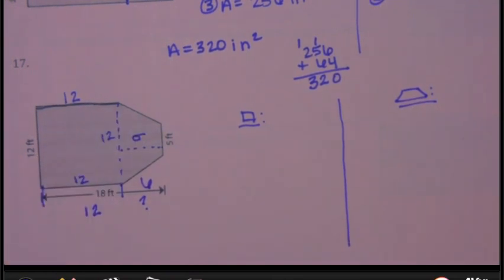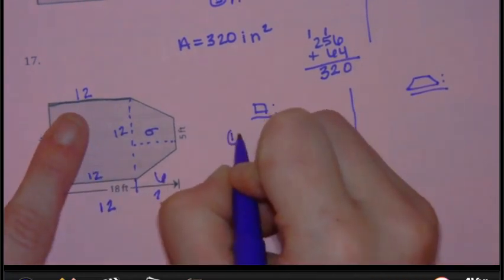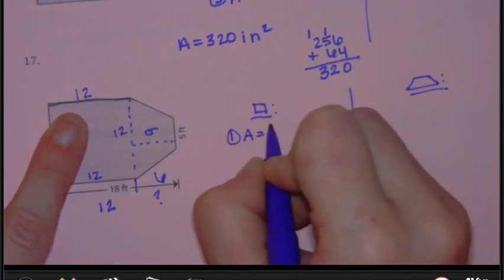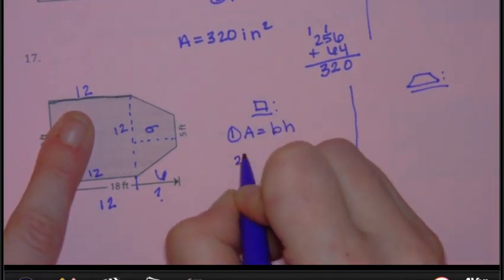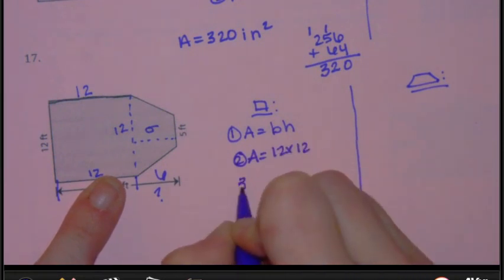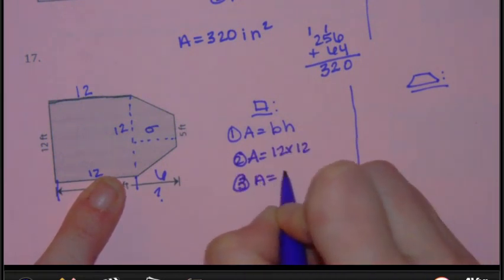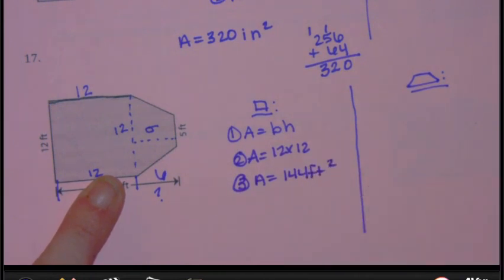Okay, so now I have all the pieces of information inside of my figure. Now I can find the area. Well, remember, the formula for area of a square is the same as a rectangle. Area is equal to base times height. So I'm going to have area is equal to 12 times 12. And my area is 144 feet squared.